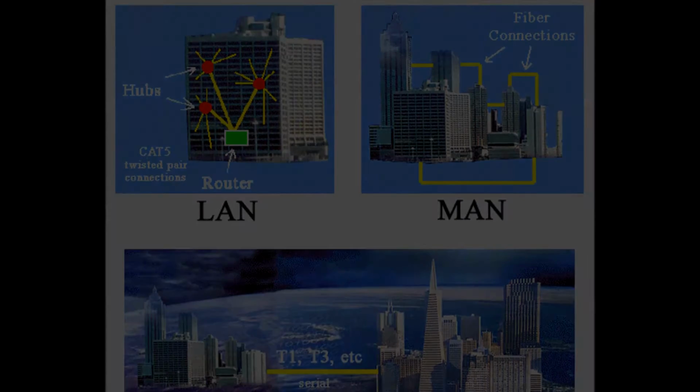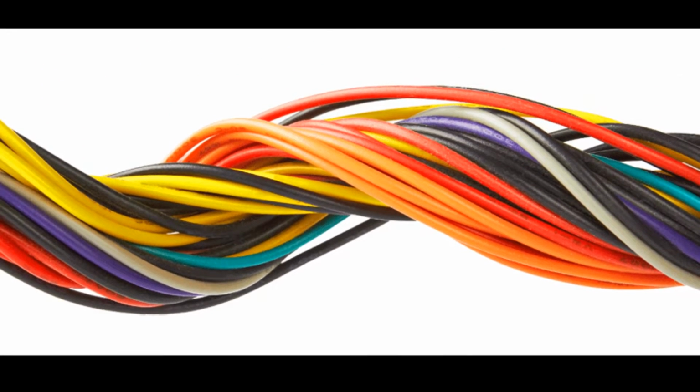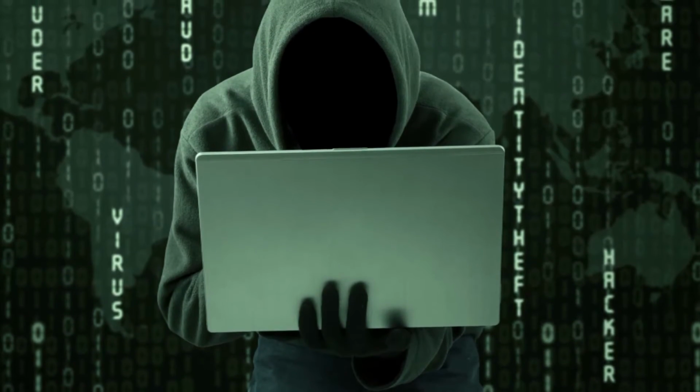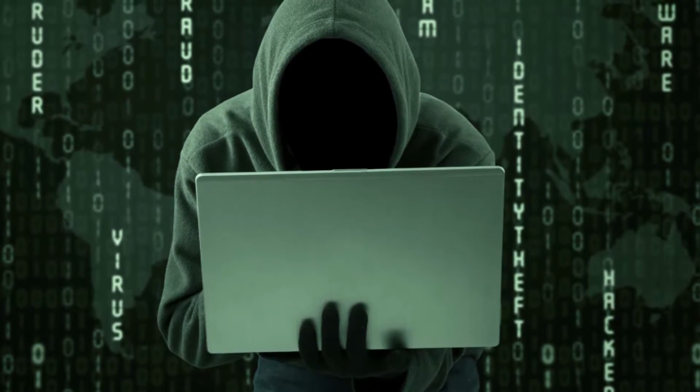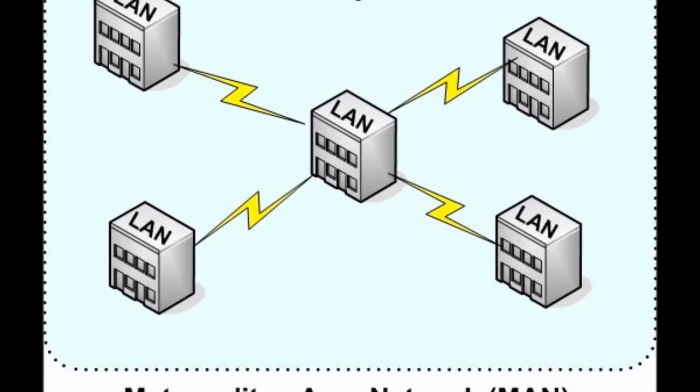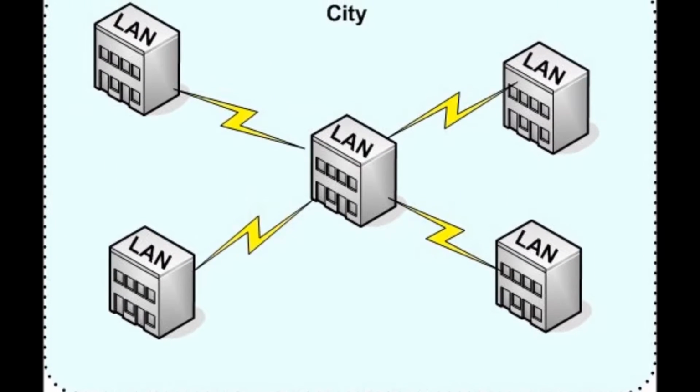Now let's talk about the disadvantages of metropolitan area network. First, it requires more cable for attachment. Second, it is more costly. Thirdly, it is difficult to make the system secure from hackers. And fourth, the larger the network, it becomes more difficult to manage.